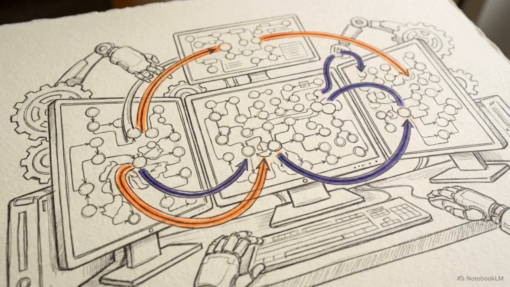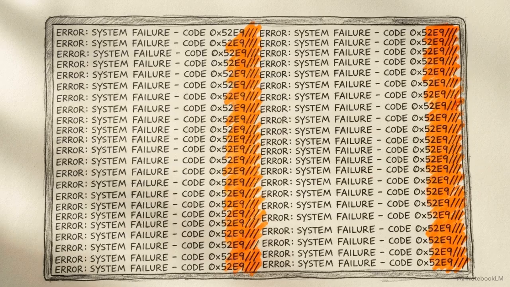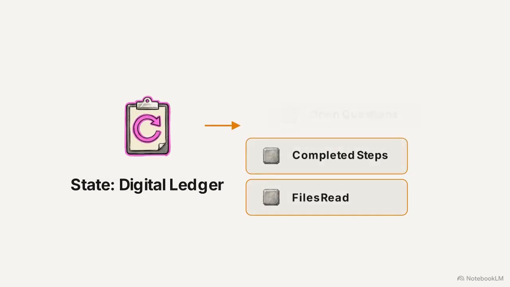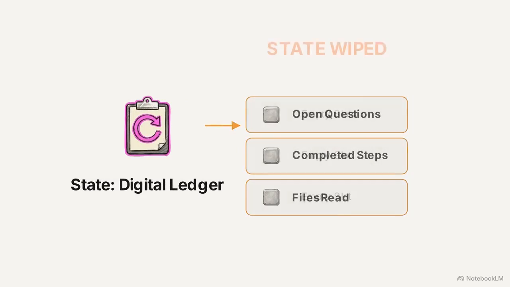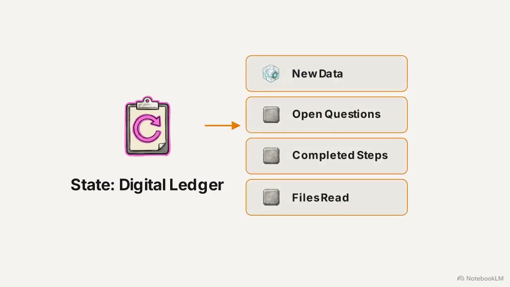Running a workflow on a loop requires continuity. If an AI cannot remember what it already tried, what it learned, or what failed, it will endlessly repeat step one. This diagram shows what engineers call state. It acts as a digital ledger for the system's memory, tracking files read, completed steps, and open questions. Without state, you have a goldfish with a vast vocabulary. With it, you have a continuing worker.